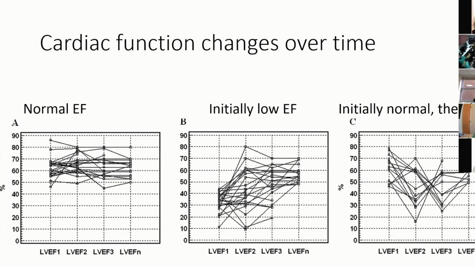Then we see a group that starts off with a low ejection fraction. That's the middle, the B plot. And you can see in a large number of them, over the next 3 days, they start to improve. But there was also a group that started off normal and then, on either the second or third day, got worse. So when we're trying to identify these, we're looking at a snapshot in time, and that doesn't always give us a whole picture of what's going on with the heart over the entire period of sepsis.